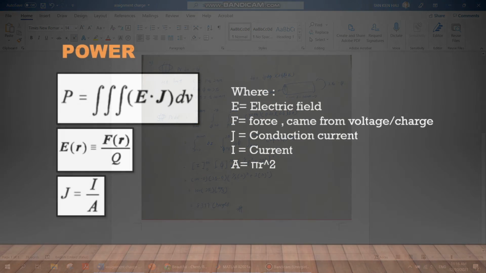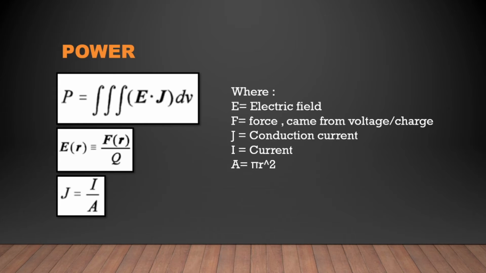Thank you. For the next question, we will use the power related triple integral, where E is the electric field, F is the force that came from the voltage, J will be the conduction current density, I will be the current, and A will be the cylindrical area, which is pi r squared.